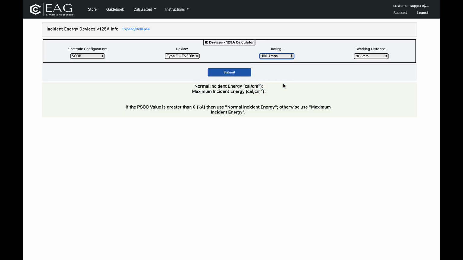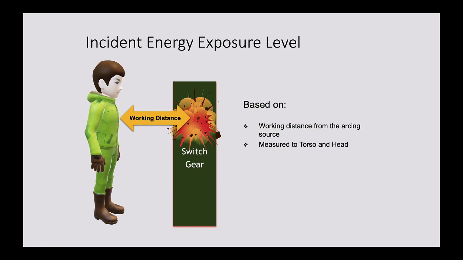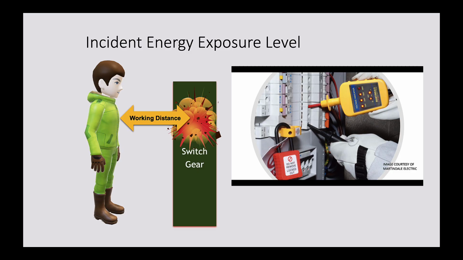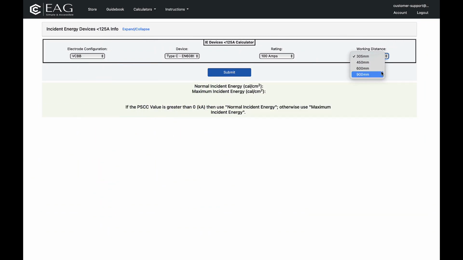The next field is the working distance, and the drop-down menu gives a choice between 305, 450, 600 and 900 millimeters from a possible arcing source and the torso and head. Be aware that the hands can be closer to an arcing source. There's much information about distance in the guide, as the relationship between distance and severity is exponential, meaning large changes in incident energy for small changes in distance. In this case, we'll use 450 millimeters.